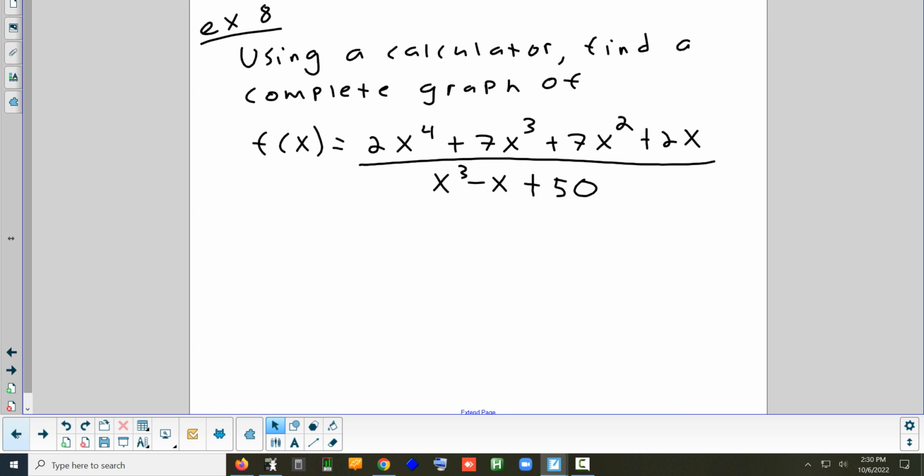All right, let's just draw this. Okay, so this is one, they just want us to type it in. We don't have to do anything by hand with it. It just says use a calculator to graph it. What's the difference between the degree in the top and the degree in the bottom? 1. So what kind of asymptote would you expect when the difference is a degree 1? What did we call that?